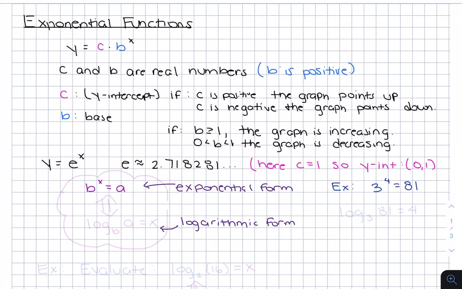So as we saw from the graphs, the exponential functions have the form y equals c times b to the x power, where b and c are real numbers, but b has to be positive. So since c is our y-intercept, if c is positive, the graph points up, and if c is negative, the graph points down. And for the base, if the base is greater than or equal to 1, then the graph is increasing.